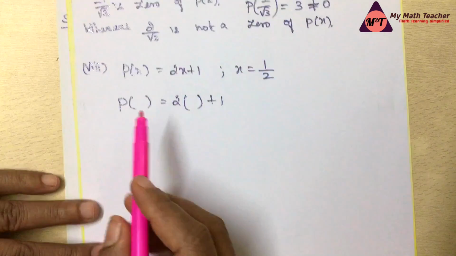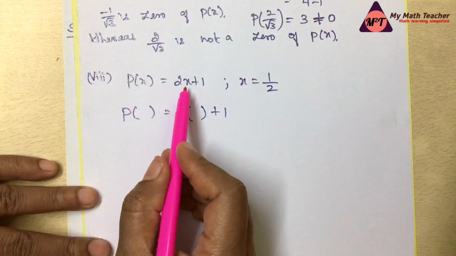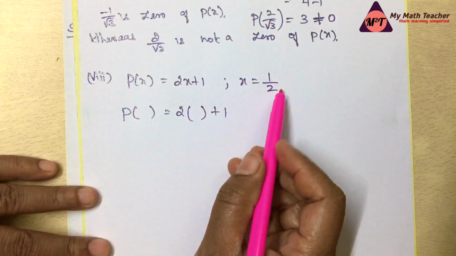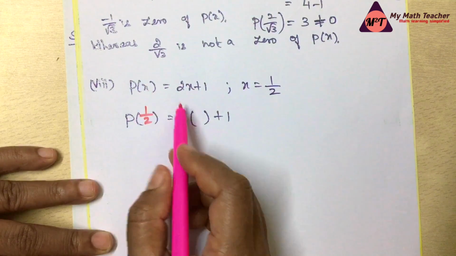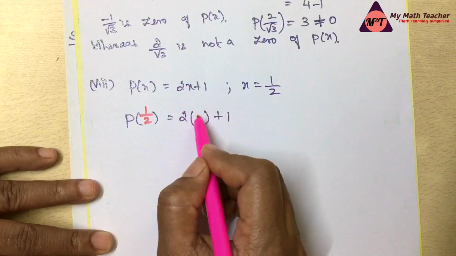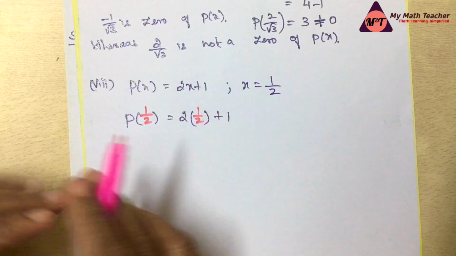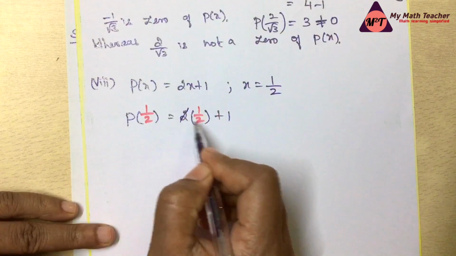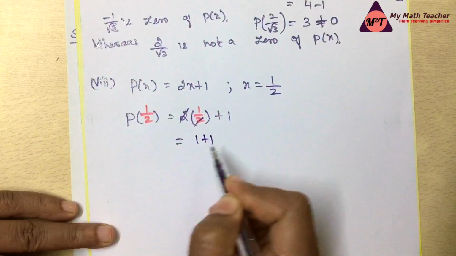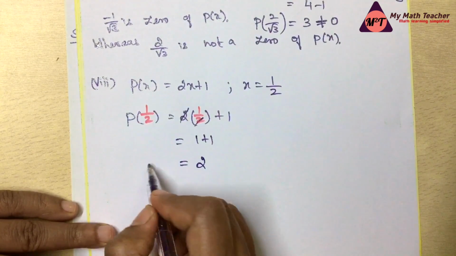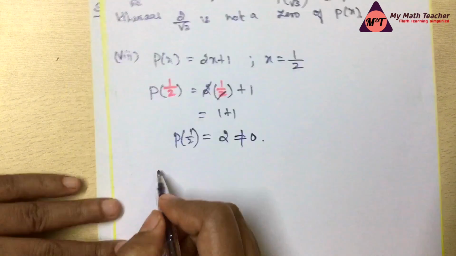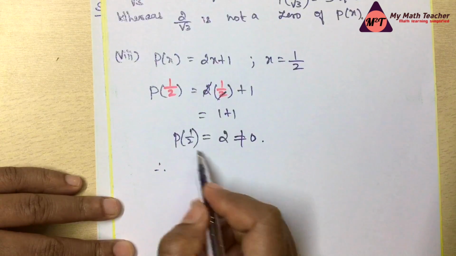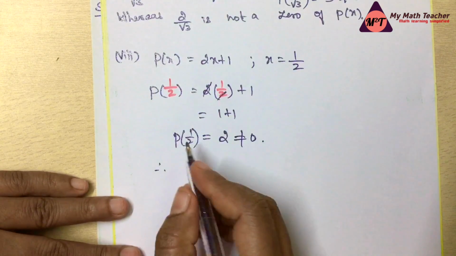The last subdivision, 8th one. P of x is equal to 2x plus 1. The given x value is 1 by 2. Now substitute 1 by 2 in the x value, which is equal to 2 into 1 by 2 plus 1. Now we can divide 2 and 2, which is equal to 1 plus 1, which is 2 here. P of 1 by 2 is 2, which is not equal to 0. Therefore, the given value is not the 0 of P of x.